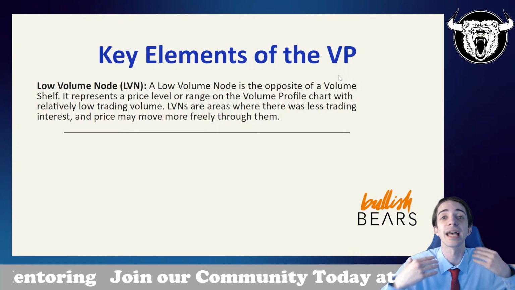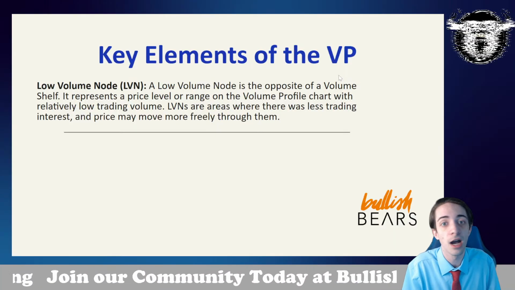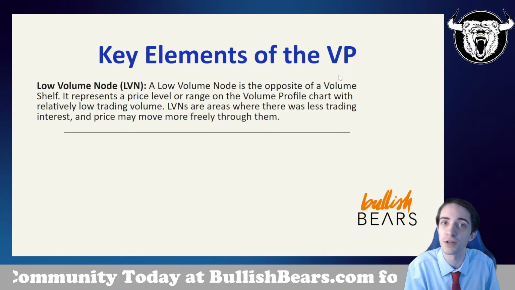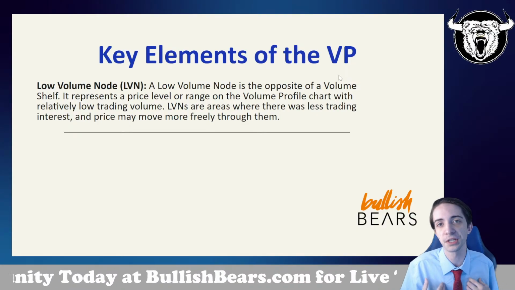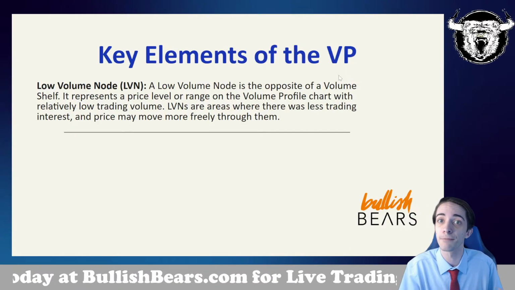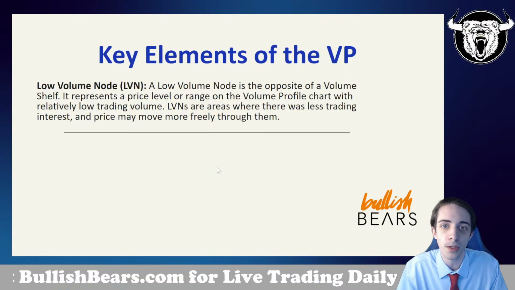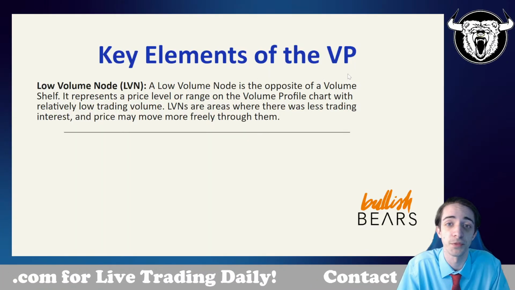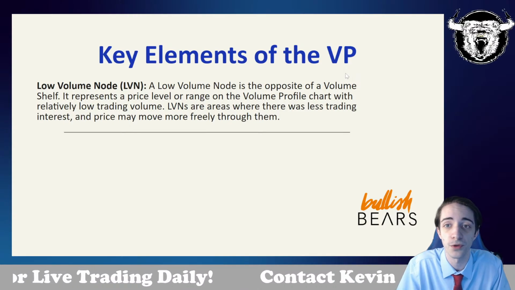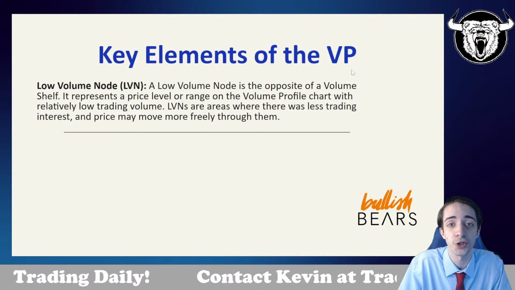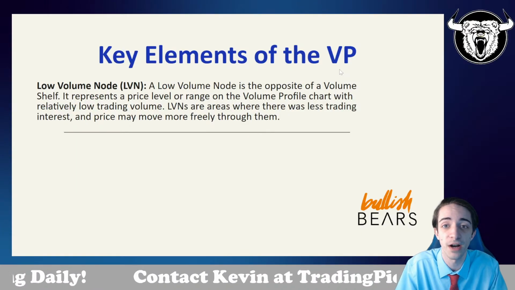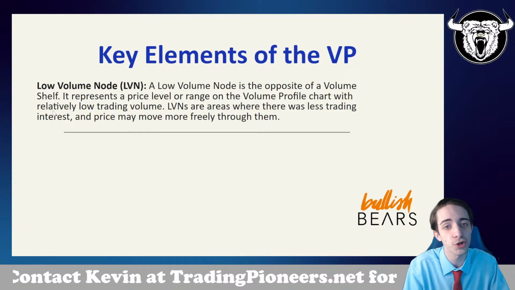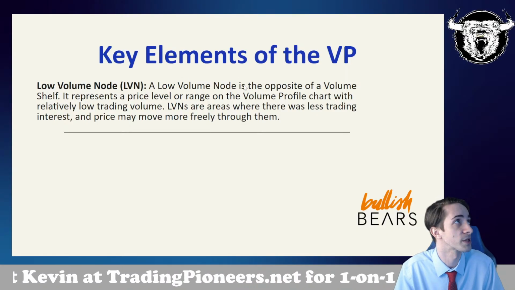Now, I mention these every day, guys. In my day trading, I'm always using some type of volume profile against our current session volume profile because that gives me an idea of where there might be an imbalance in buying and selling pressure. So a low volume node is the opposite of a volume shelf. It represents a price level or range on the volume profile chart with a relatively low trading volume. LVNs are areas where there's less trading interest and price may move more freely through them.